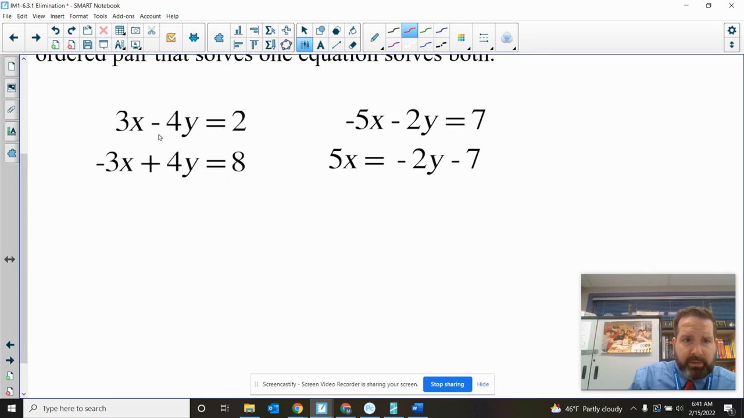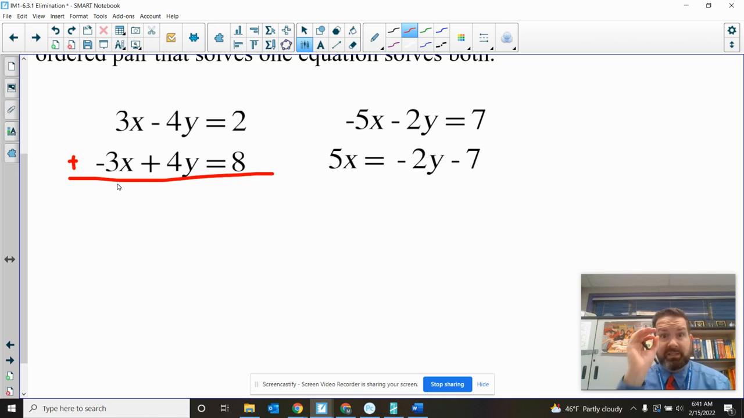In the first case, okay, they're both already in standard form. We've got a set of opposites. We're ready to add things together. 3x's plus -3x's, 0x's. -4y plus 4y, ooh, that's also 0y's. So 0 plus 0, there's just 0 on that side of the equation. Over here, 2 plus 8, well, that's 10. And 0 is not equal to 10. This is false.